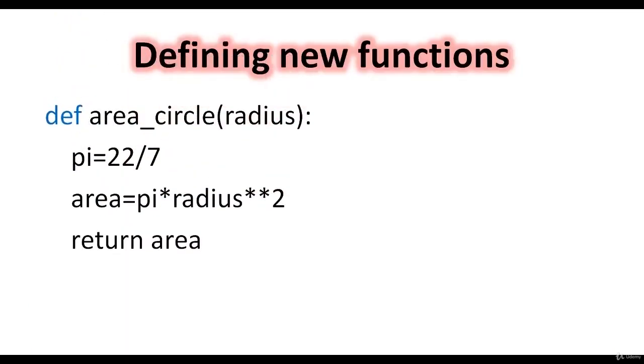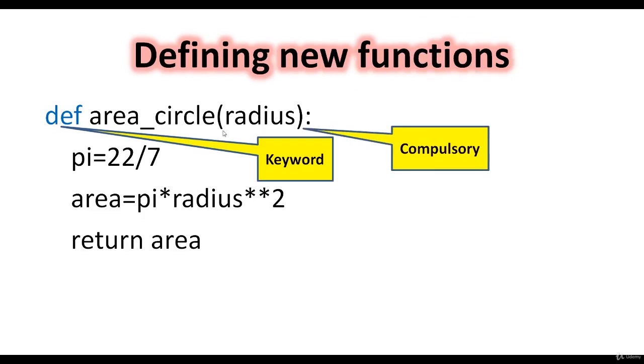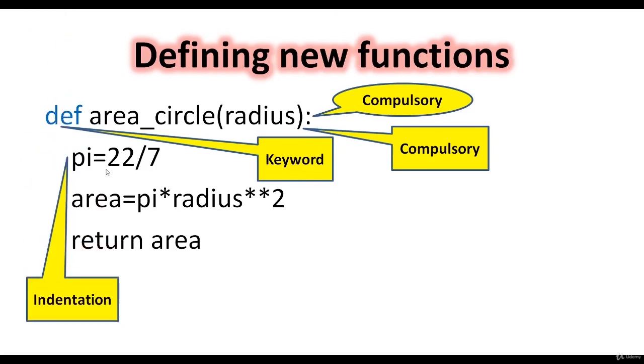One can define a new function. This is an example where def is the keyword, it is required for defining a new function, and this parenthesis is compulsory and colon is also compulsory, and the indentation of 4 spaces or tab creates the code block.